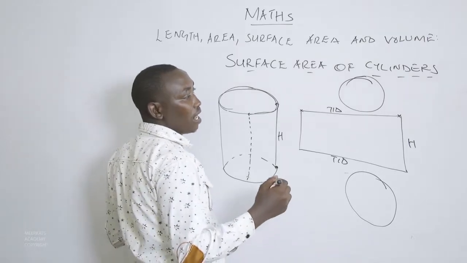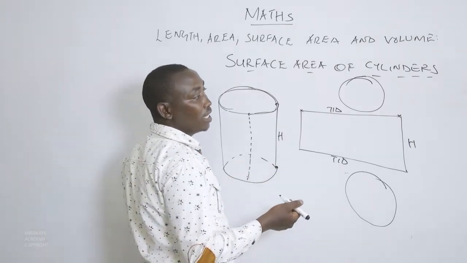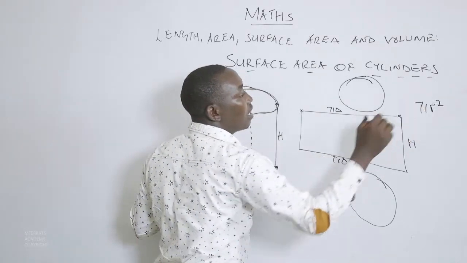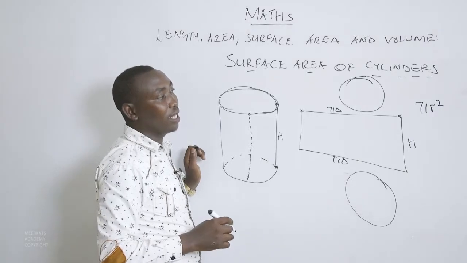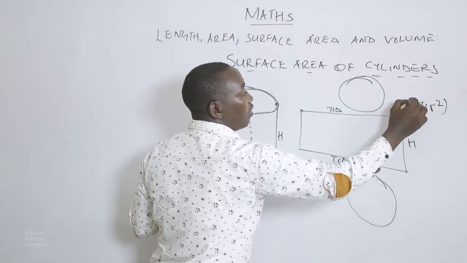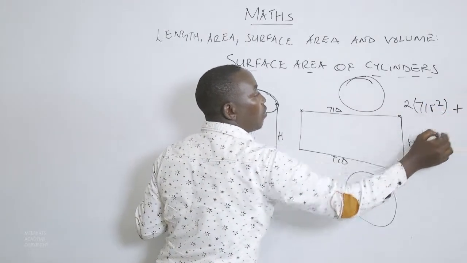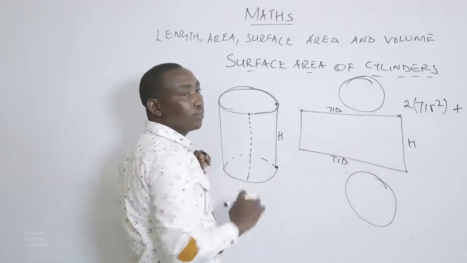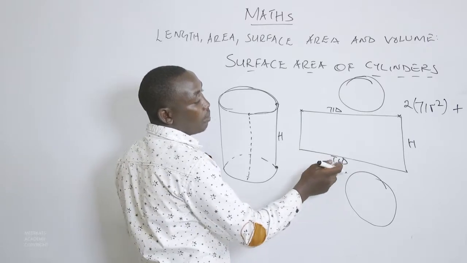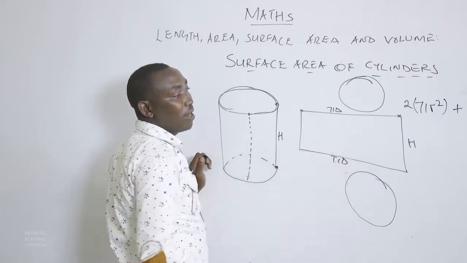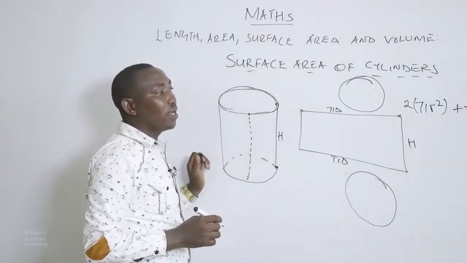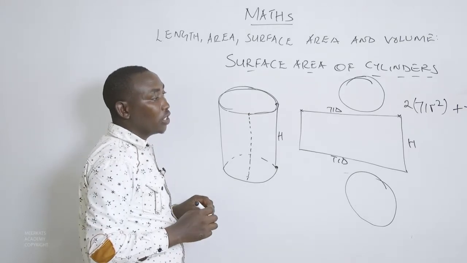And we have said in our previous classes that for you to be able to get the area of a circle, you take pi, you multiply by r squared, that is the radius squared. And now, because we shall be talking about 2 circles, you multiply the whole of that by 2. Then we add the area of our rectangle. In this case, that will be pi d, which is the length, multiplied by the h. Pi d h.